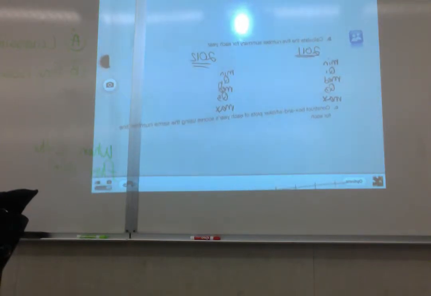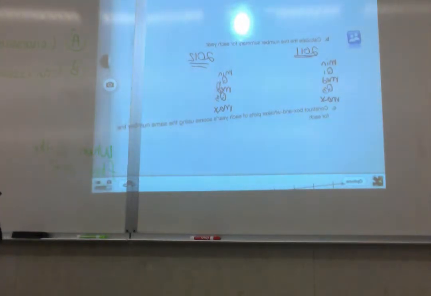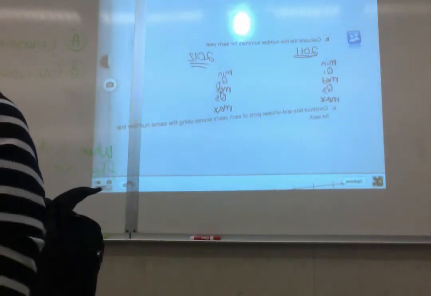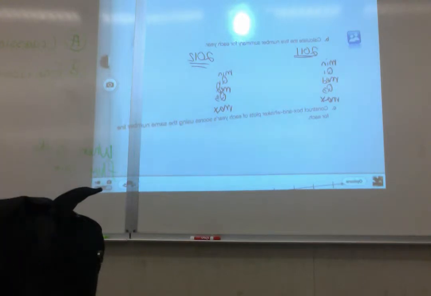And we now know that the stat button can do this stuff for us. So I want all of the front tables, you guys are doing 2011. Add that data into your list. Go to the Stat Calc button and find your 5 numbers. Back tables, you guys have 2012. Add your stuff into your list. Stat Calc for 5-number summary. Okay? You know how to do this.